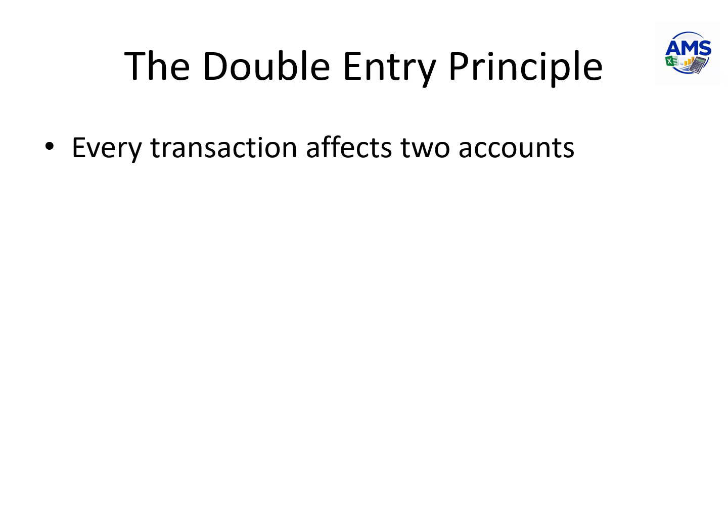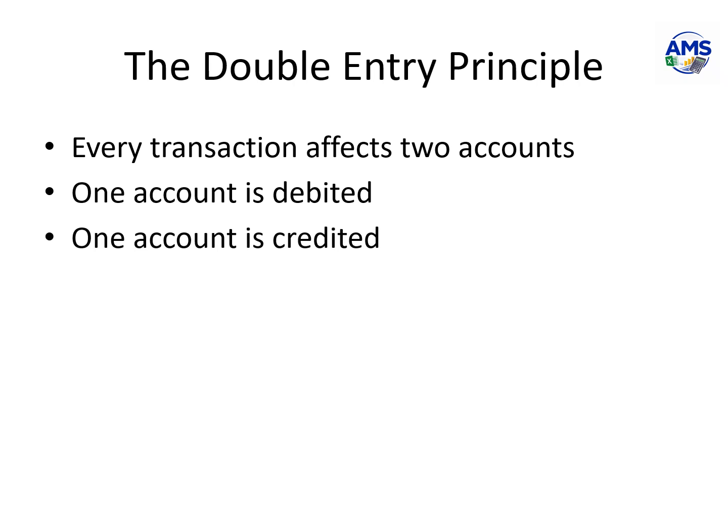Let's look at the double entry principle. Before recording sales, remember that every transaction affects two accounts. One account is debited and the other account is credited. This is called the double entry system.